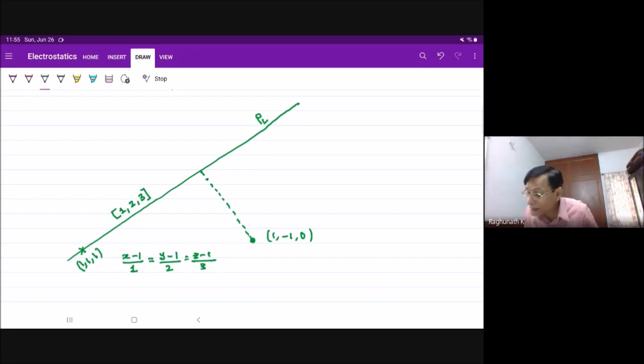X is equal to 1 says 1 minus 1 by 1 is 0. Y is equal to -1 says minus 2 by 2 is -1. This point is not satisfying this equation. Check it. The point (1, -1, 0) is not satisfying the line equation. If you substitute 1 for x, -1 for y, and 0 for z, the values that I get are not equal, because of which it is not lying on the line.